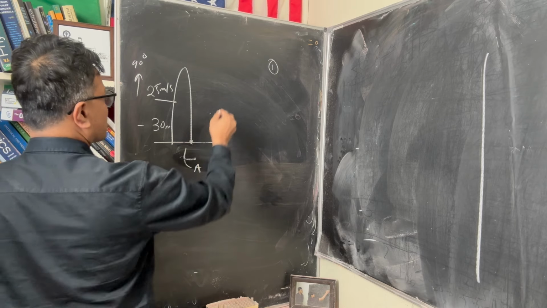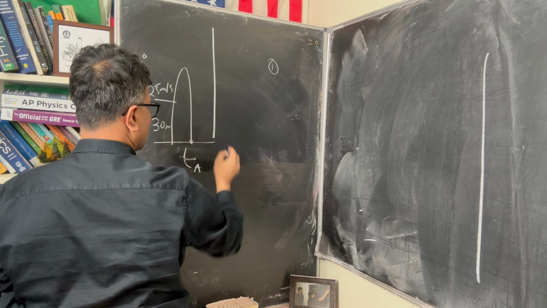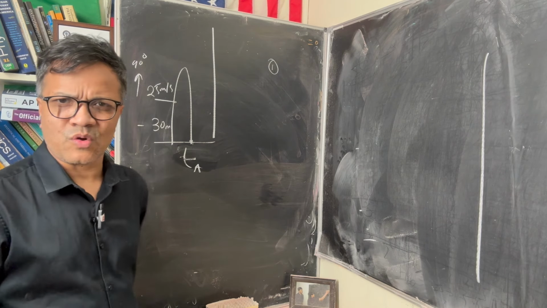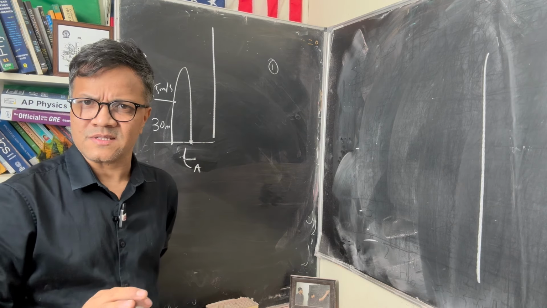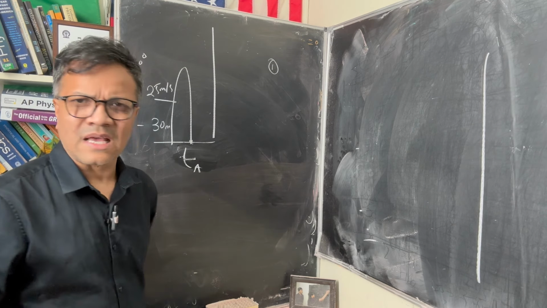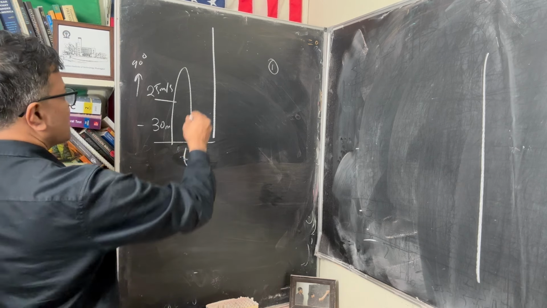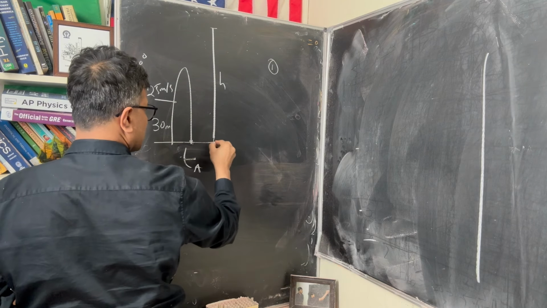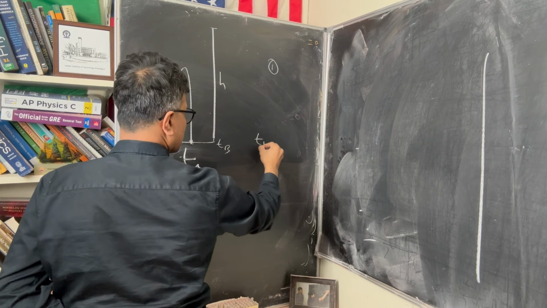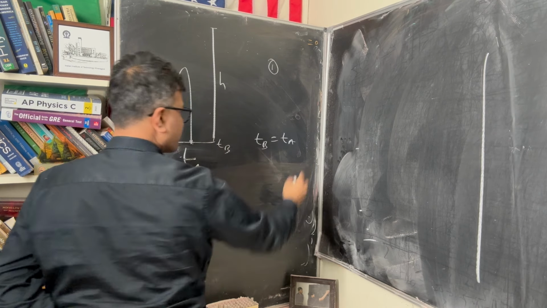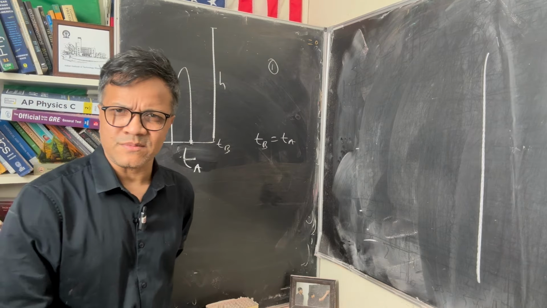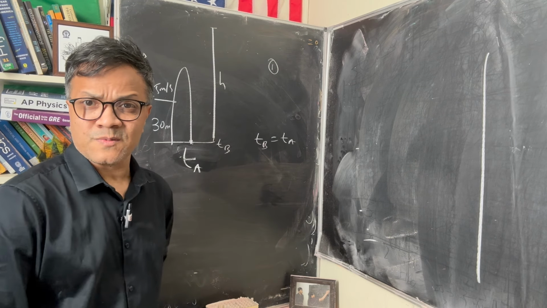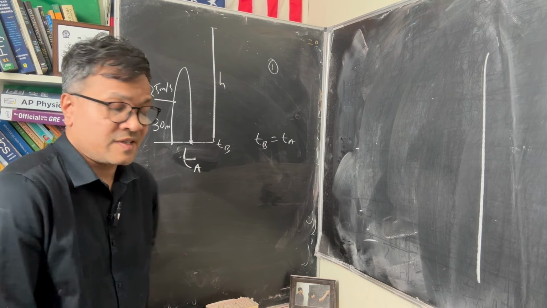Now another person, at the same moment, simultaneously, drops another ball from height h, so that TB is equal to TA. That means if you find TA, you find TB, and vice versa. Now, let's find TA because it's easy to find TA.